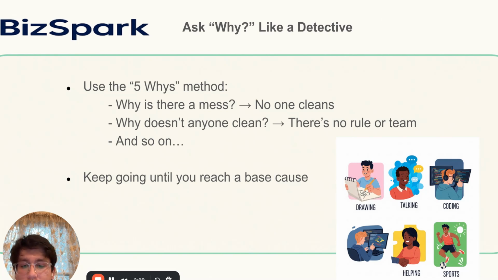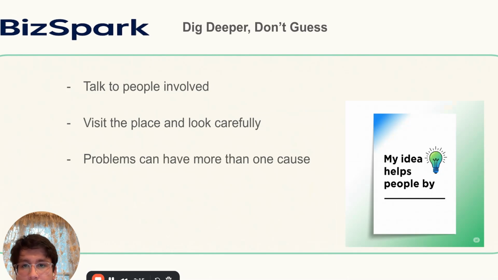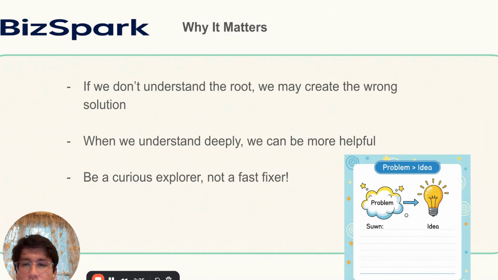So remember, don't look at the surface and just look for the roots. This is one of the best ways to start solving a problem. You can talk to the people involved, you can visit a place and look carefully. And sometimes there's more than one cause to a problem, right? So why does it really matter? If we don't understand the root, we may create the wrong solution. When we understand something deeply, we can be more helpful to the cause, right? You want to be a curious explorer and not a fast fixer.